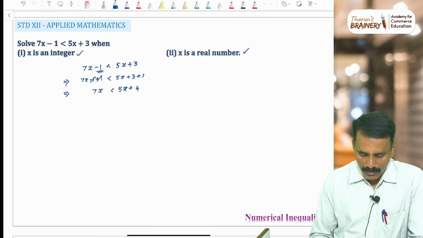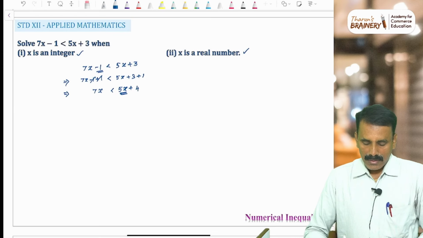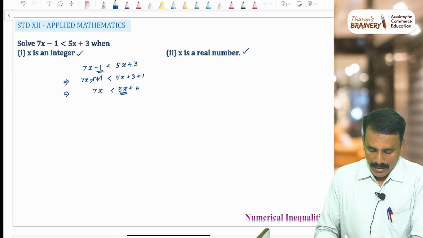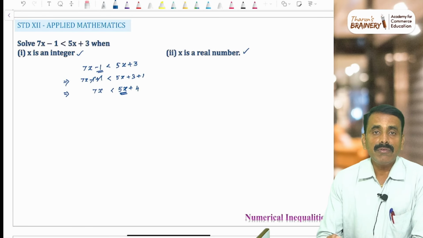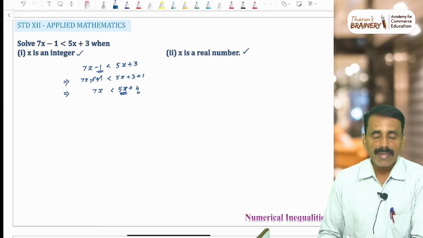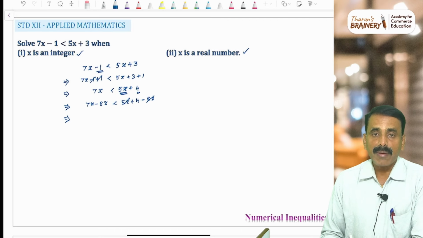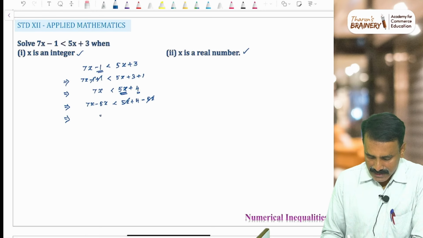The next thing is I want to remove the variable on the right hand side. So what should I do? I want to remove this 5x. So what is the additive inverse of 5x? Because this 5x is in addition with this 4. It is going to be minus 5x. So 7x minus 5x strictly less than 5x plus 4 minus 5x. Now this 5x and 5x cancel. Left hand side we have 7x minus 5x, which is 2x, strictly less than 4.